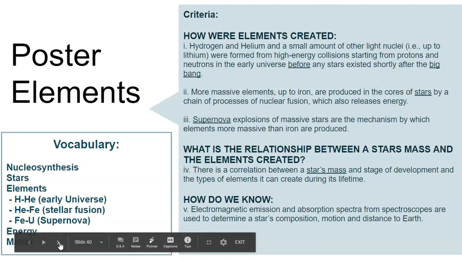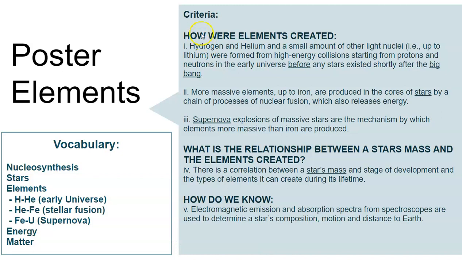So what we did in class is we made a poster, and on your poster you need to have these elements. So there's 3 main elements. You have to say how the elements are created, and they're created 3 ways: the Big Bang, stars, and supernova. Okay, and then you have to say what's the relationship between star mass and the elements somewhere in your poster or your diagram. And remember, there's 2 types of stars that we talk about. Small stars, which are the size of our sun or smaller, and big stars. So make sure you include that on your poster.